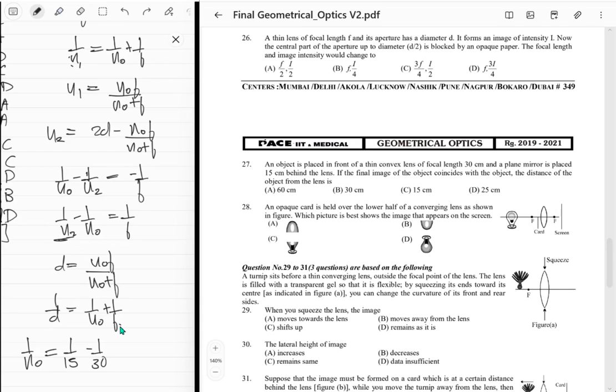U naught must be negative for it to even make sense, but then U naught is not negative over here, right? So d is equal to 15 centimeters and then focal length 30. It's not making sense. It's just not making sense.